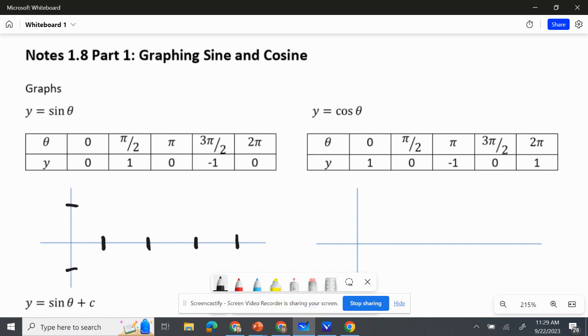Now, our normal sine values are 0, 1, 0, -1, and back to 0 when we get to 2 pi. Remember, 2 pi is the same thing as 360 degrees. So they go up, back down, and then back up again.